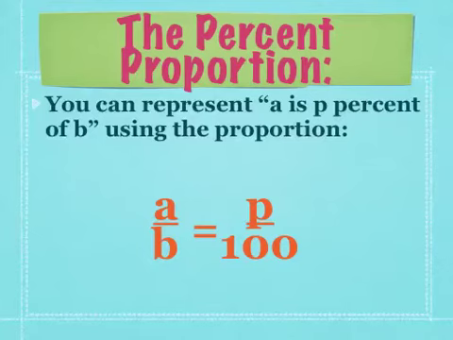And then when you're setting up the ratio A to B, or A over B, A is going to be a part of the whole, which is represented by B. So you have the part A over the whole thing B equals the percent over 100.